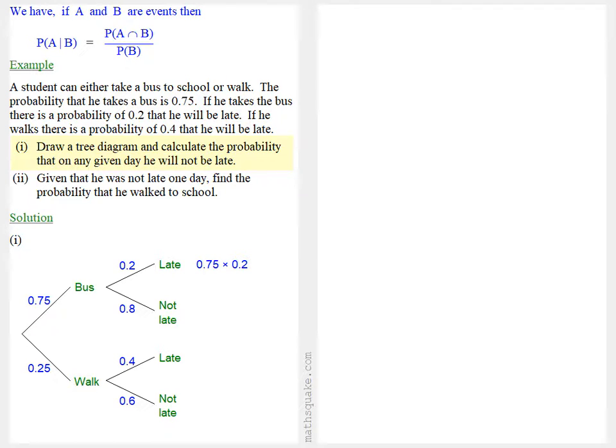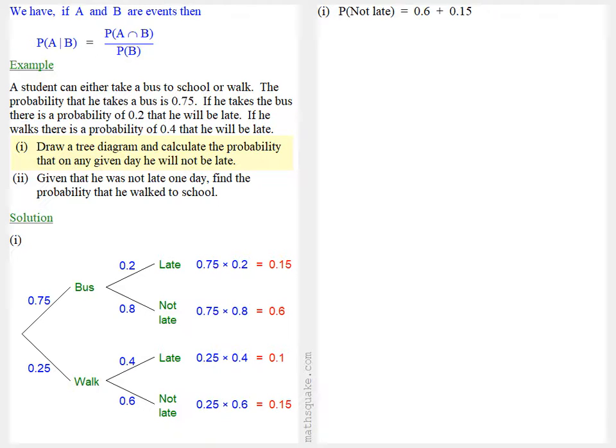So the probability of going by bus and being late is 0.75 times 0.2, which is equal to 0.15. The probability of taking a bus and not being late is 0.75 times 0.8, which is 0.6. The probability of walking and then being late is 0.25 times 0.4, which is 0.1. And the probability of walking and not being late is 0.25 times 0.6, which is 0.15.